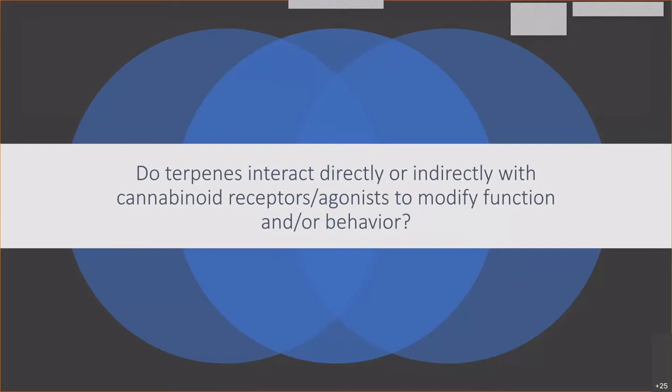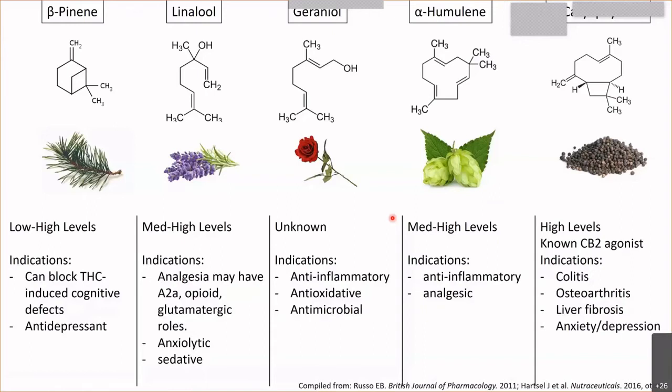So this leaves us then with our formal research question: do terpenes interact directly or indirectly with cannabinoid receptors or agonists to modify function and behavior? So how are we going to do this in our labs? What are we going to do in our study?